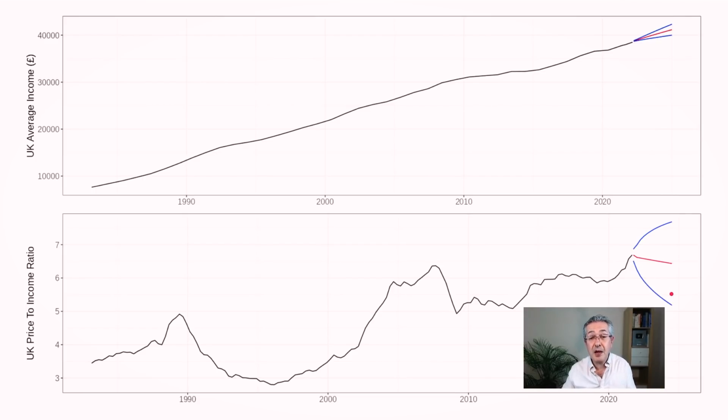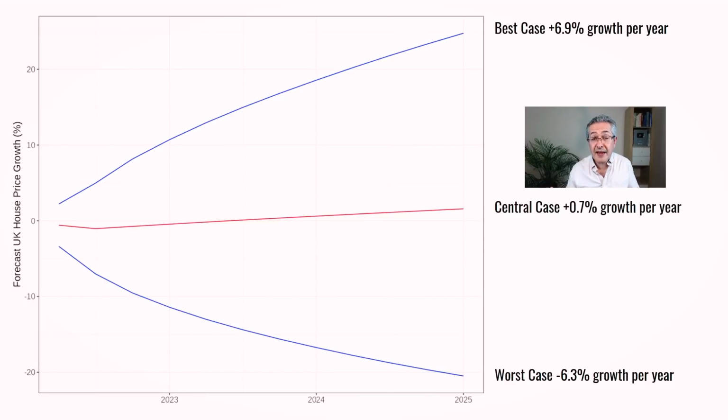So to come up with our forecast, we just multiply those numbers together. The price to income ratio is just multiplied by the income that we forecast. And if we do that, it's certainly not catastrophic in the central case. It just has very slow growth over the next 3 years. The best case, the kind of YOLO case where we ignore valuation altogether, earnings growth is really good, then we get about 7% growth per year over the next 3 years. And in the worst case, remember we got the rapid reversion of the price to income ratio, and we got fairly low wage growth compared to trend. So in that case, you get a 6% fall in house prices every year for the next 3 years.